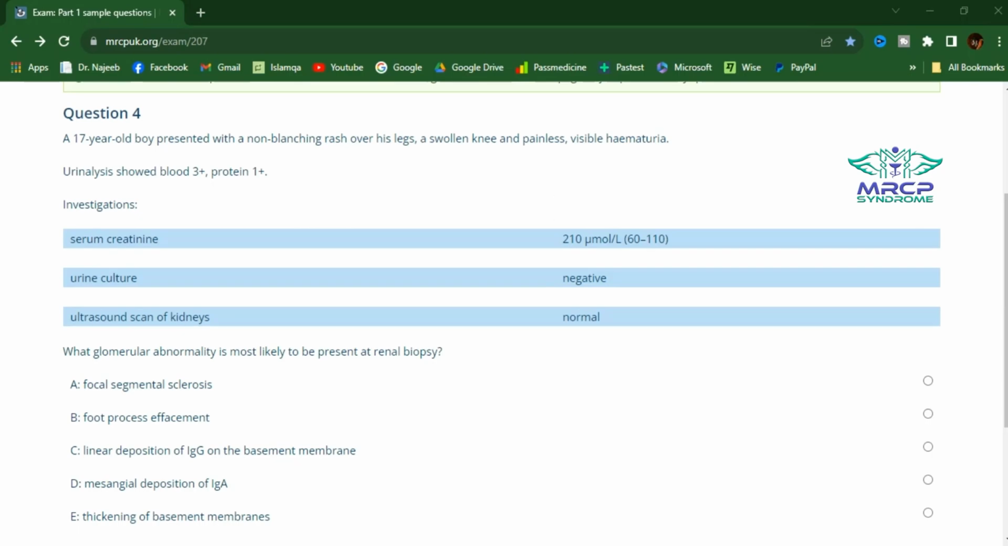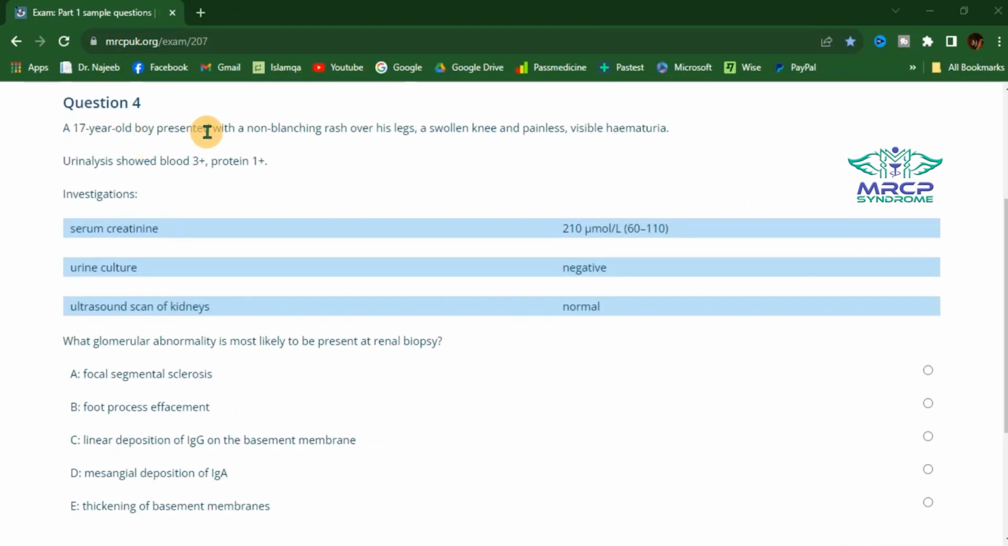What glomerular abnormality is most likely to be present at renal biopsy? This young boy has presented with the features of non-blanching rash, swollen knee, and painless visible hematuria. Urine analysis is showing the evidence of gross hematuria, blood 3+, mild proteinuria, protein 1+. Lab investigations are showing the evidence of significant elevation in serum creatinine, pointing towards underlying renal impairment, with negative urine culture and normal ultrasound scan of the kidneys.